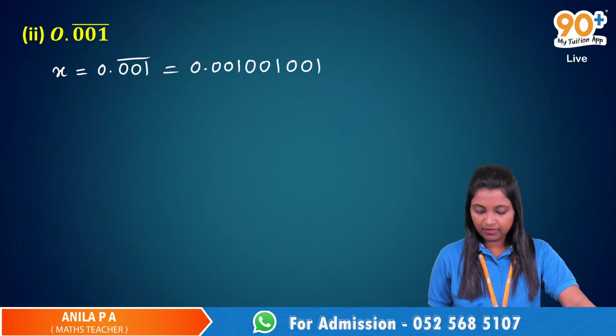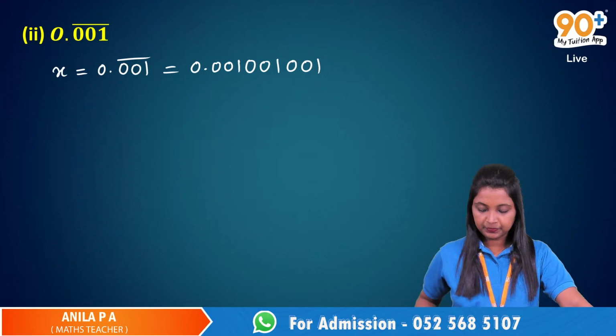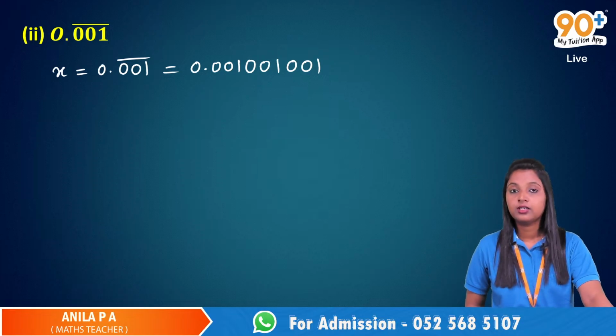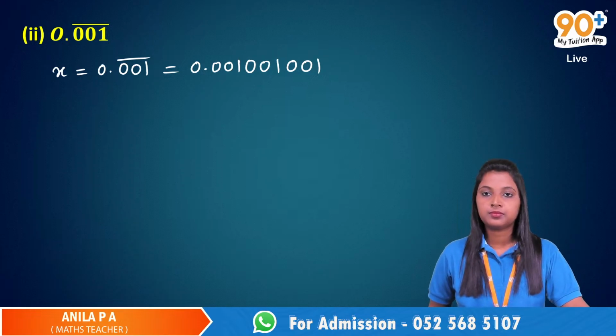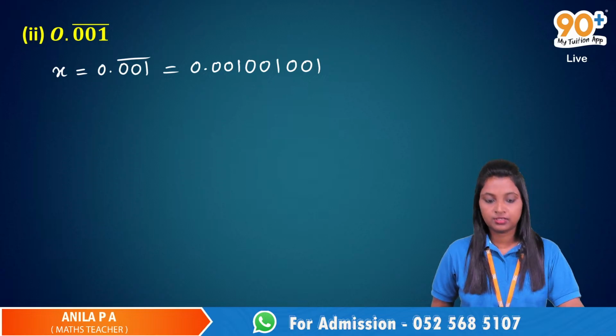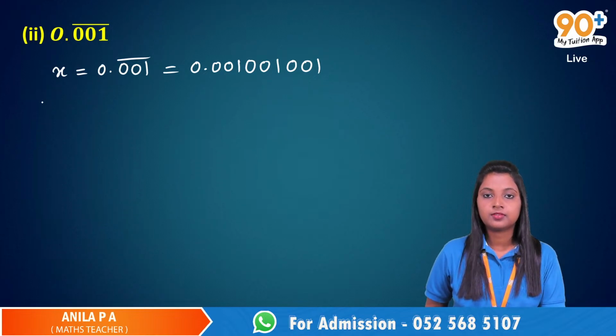Ma'am, we can unmute someone. Okay, let's ask Ayman. Yes, ma'am. So x here is 0.001 bar. Meaning we have to take three digits with it. So you can just directly multiply with 100.